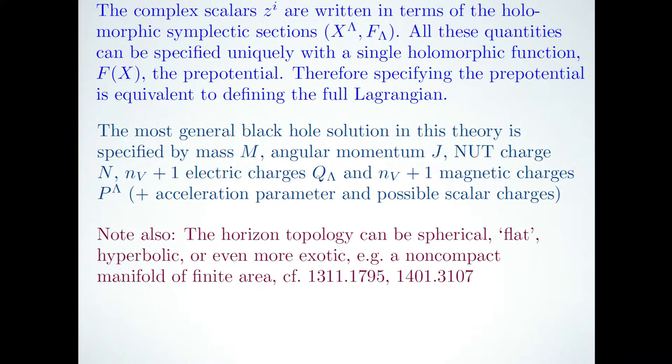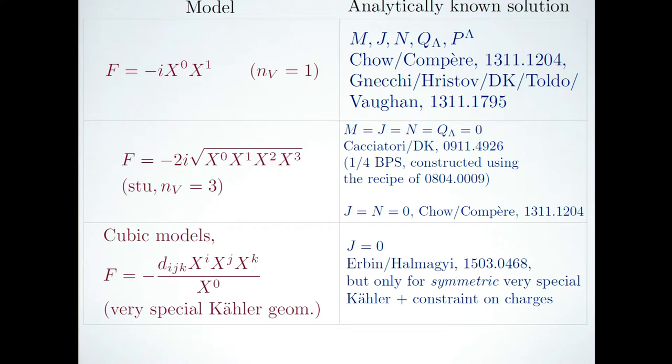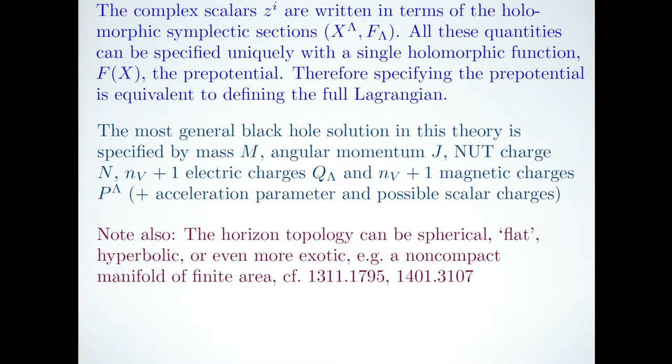Another interesting point that appears in gauged supergravity is that in the ungauged, asymptotically flat case, at least in four dimensions, the horizon is topologically always a sphere, so you don't have many possibilities. But in gauged supergravity, it can be spherical, flat, or hyperbolic, or actually even more exotic. You can have a horizon which is a non-compact manifold of finite area. So it's something like this.